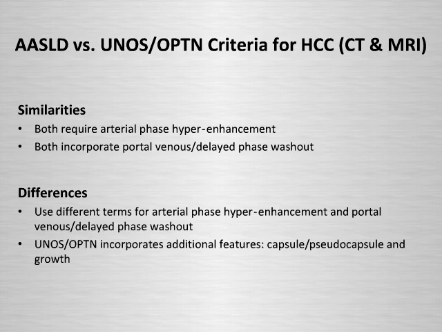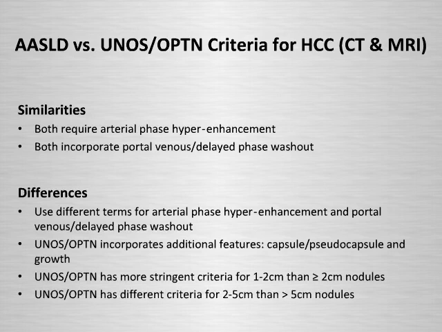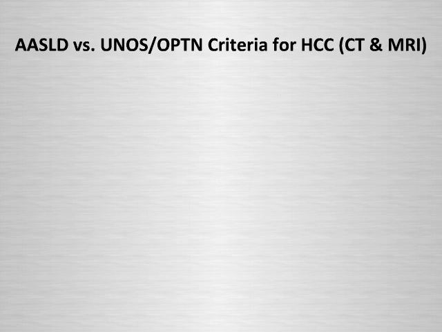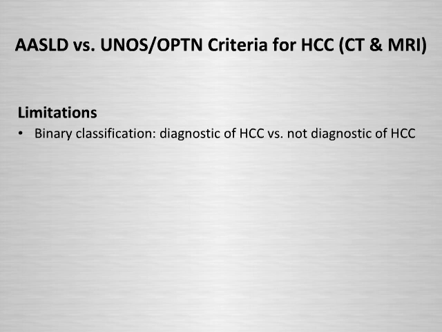And as I mentioned earlier, UNOS incorporates additional features such as capsule and growth. UNOS uses more stringent criteria for smaller nodules than for larger nodules. Now, in addition to the discrepancies, they also have a few additional limitations which are listed here. Both sets of criteria essentially provide a binary classification. The lesion either meets or does not meet the diagnostic criteria for HCC.